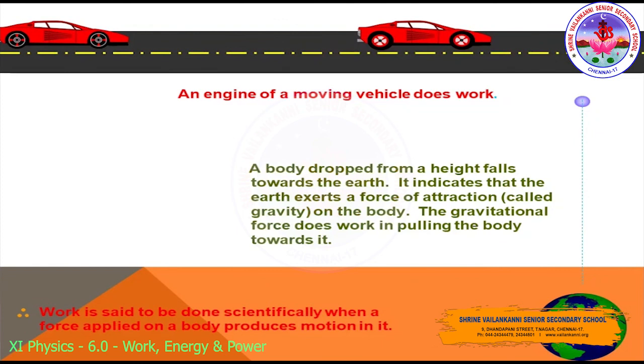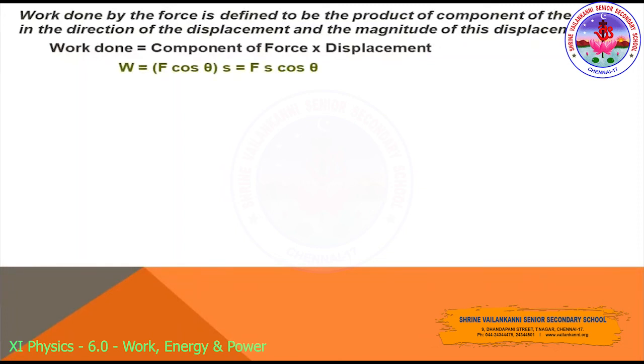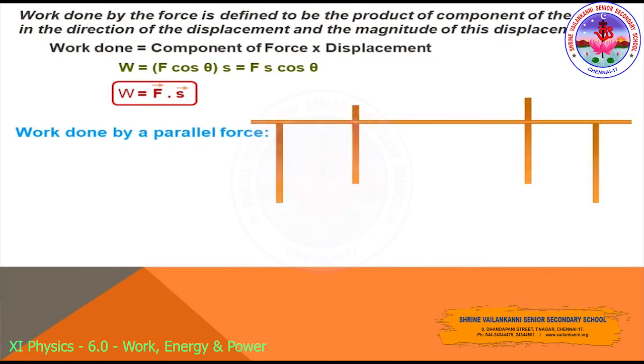So from the above explanation, we can understand that work is said to be done, scientifically, when a force applied on a body produces motion in it, right? So we can now satisfy the two conditions. The work done by the force is defined as the product of the component of the force in the direction of the displacement and the magnitude of the displacement. Work done is equal to the component of force into displacement, so F cos theta into S. Work done is equal to F cos theta S. So we can give the scalar product: W is equal to F vector dot S vector.